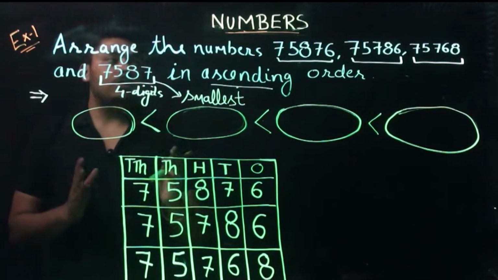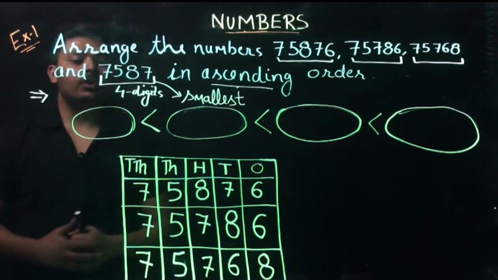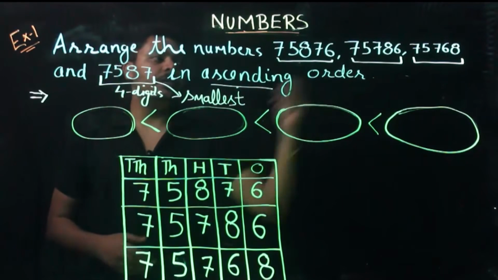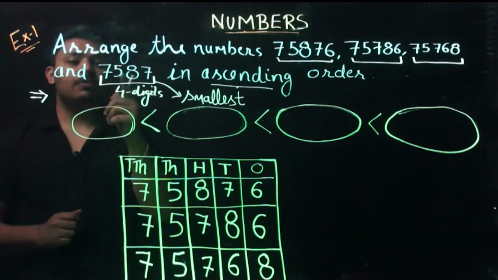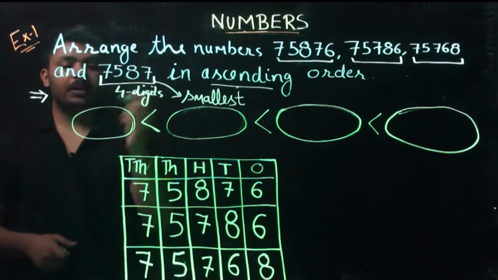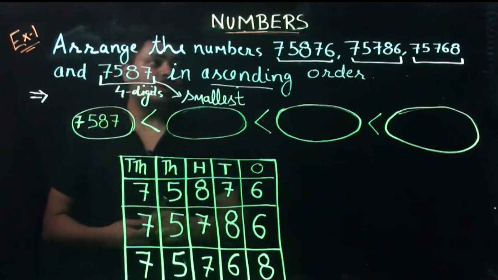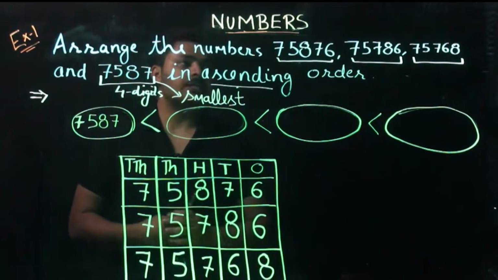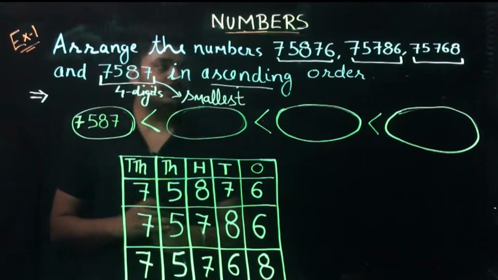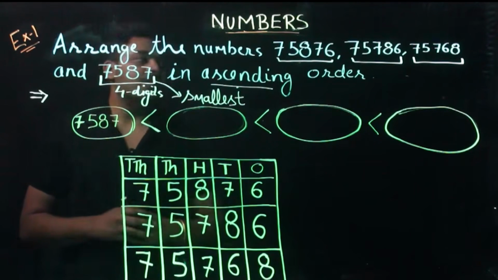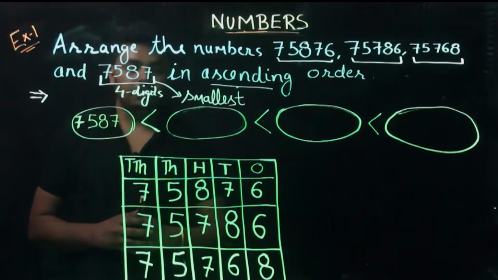So first of all, counting the number of digits, we can see that our fourth number has only 4 digits, whereas other 3 numbers have 5 digits. So we can say our smallest number is our fourth number. So we can place our fourth number as our first number. Now we need to compare our rest 3 numbers, as the number of digits in all the 3 numbers are equal, that is 5. So to compare these numbers, we need to place all the digits of each and every number in place value chart.